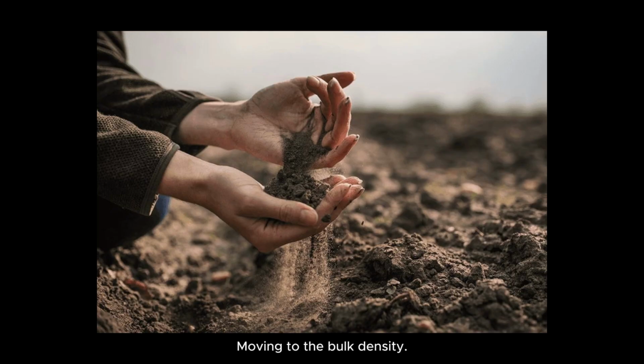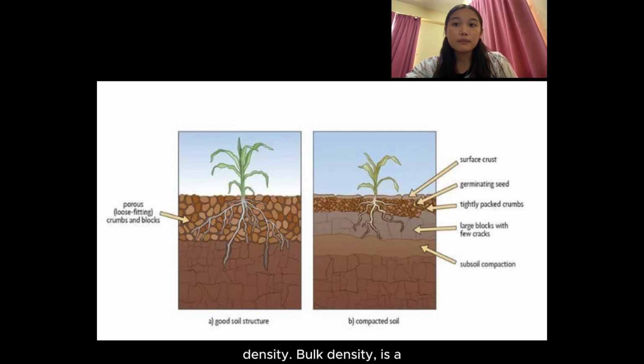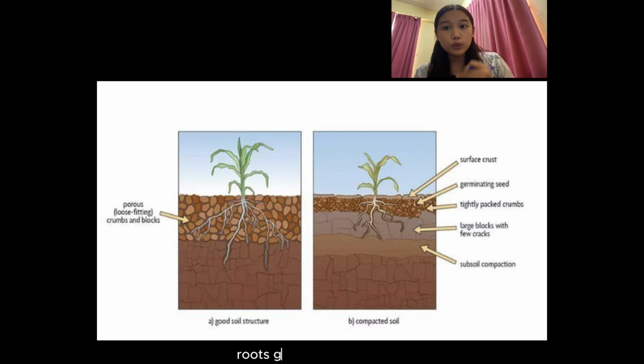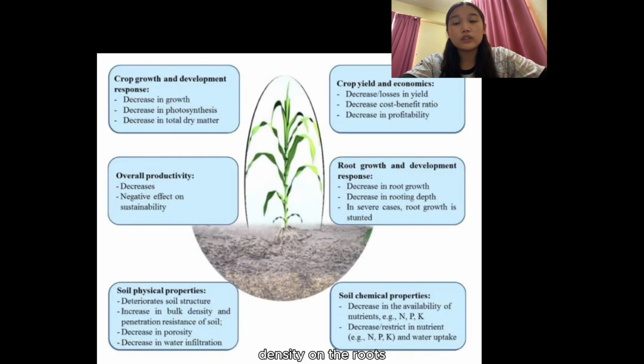Moving to bulk density. I will do some reflection about bulk density. Bulk density is the measure of how much soil weighs in a given space. When soil gets compacted, its bulk density increases, and this will negatively affect root growth and water flow. There are 3 effects of increased bulk density on root growth. First, the roots will find it harder to grow. Second, the roots will get a lack of oxygen, and third, the roots will become shallow.